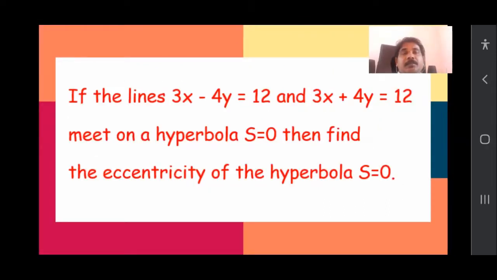Next question. If the lines 3x minus 4y is equal to 12 and 3x plus 4y is equal to 12 meet on a hyperbola S equal to 0, that is x square by a square minus y square by b square is equal to 1, then find the eccentricity of the hyperbola S equal to 0. Two lines are given. The two lines are concurrent on a hyperbola. Then find its eccentricity.